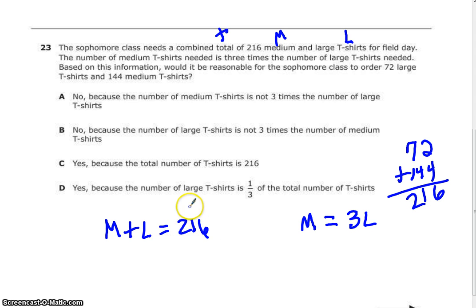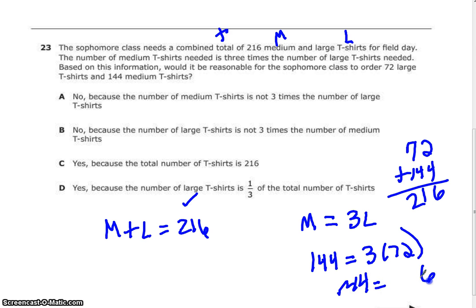Based on this information, would it be reasonable for the sophomore class to order 72 large and 144 medium? Well, first of all, 72 plus 144 is 216. So that part works okay. Medium is, what'd they say? 72 large and 144 medium. Is 144 equal to 3 times 72? Well, that'd be 216. So your answer is no, because that does not work.